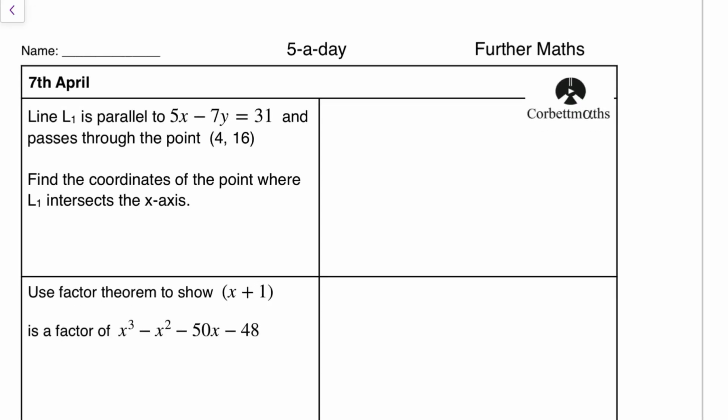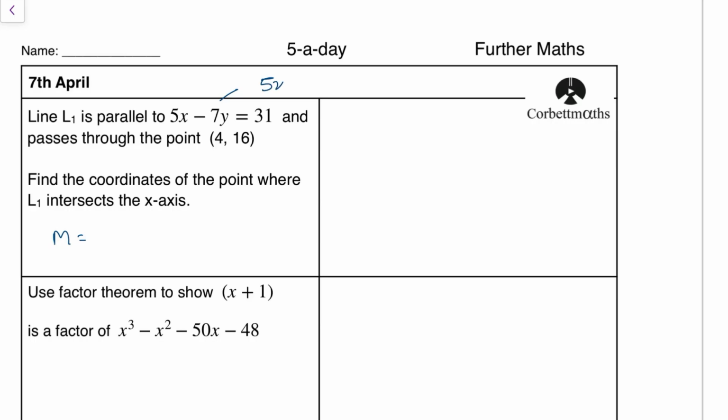Right, first one. L1 is parallel to and passes through this point. Find the coordinate of the point. Okay, now, I was going to say two ways. There's obviously many ways of doing this question. Way one is I could observe the gradient of my line. So imagine moving the 7y. In fact, actually, let's write it out.